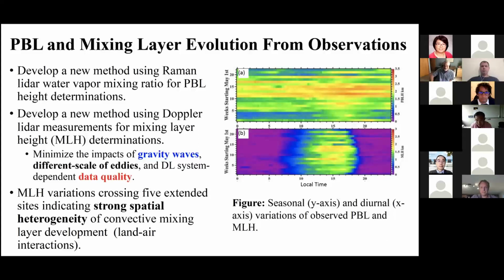Because this section is dealing with land-atmosphere interaction, right? We have 5 datasets, so we didn't show results here. They do have significant differences in terms of mixed layer development. So that may be a good indication of land-atmosphere interaction existing within the ARM datasets. So next, please.